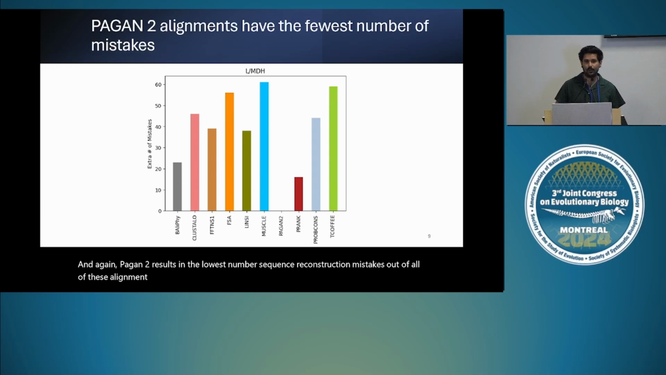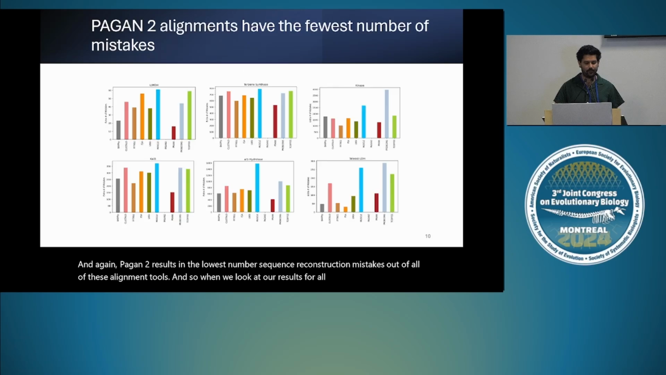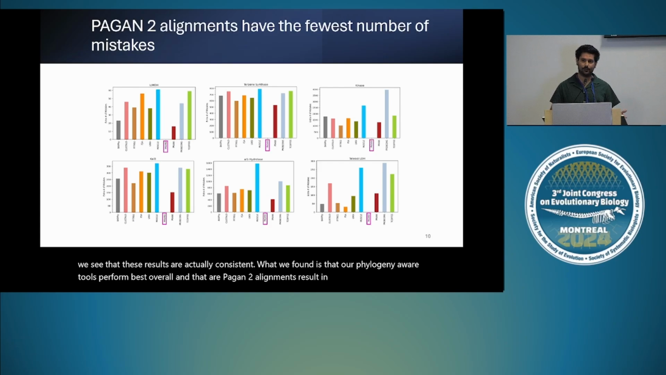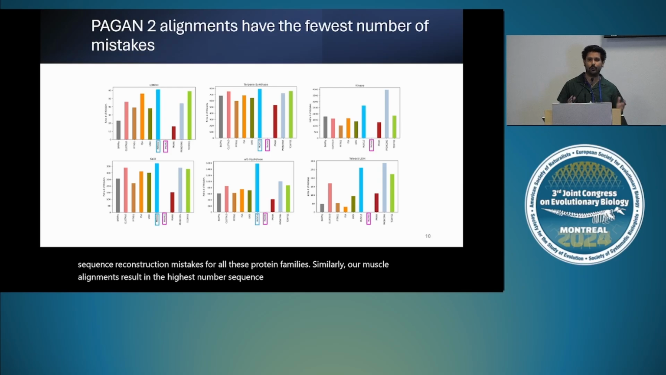When we look at our results for all 6 of our protein families, we see that these results are actually consistent. What we found is that our phylogeny-aware tools perform best overall, and that our Pagan 2 alignments result in the lowest number of sequence reconstruction mistakes for all of these protein families. Similarly, our MUSCLE alignments result in the highest number of sequence reconstruction mistakes for a majority of the protein families that we tested.